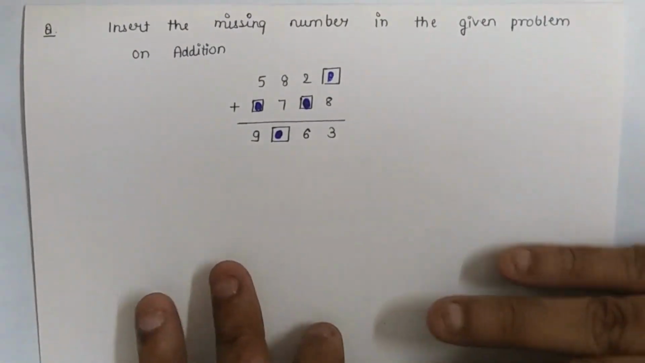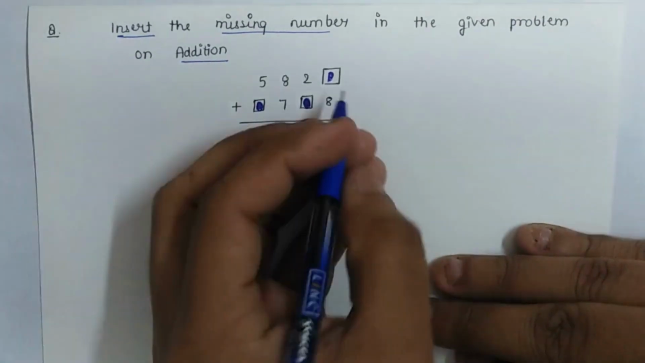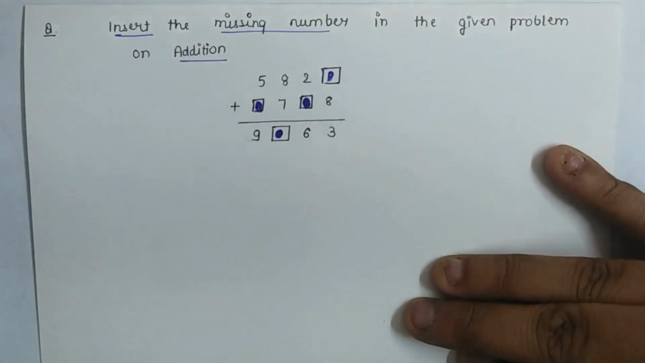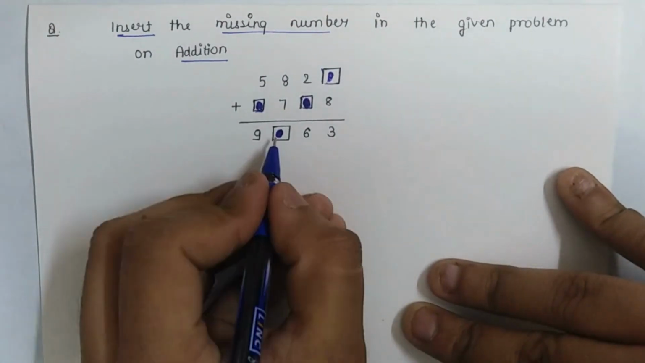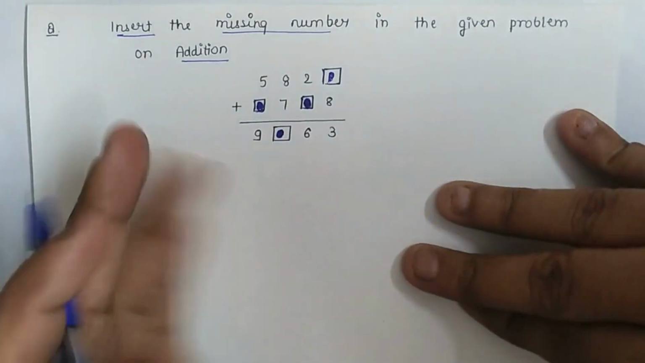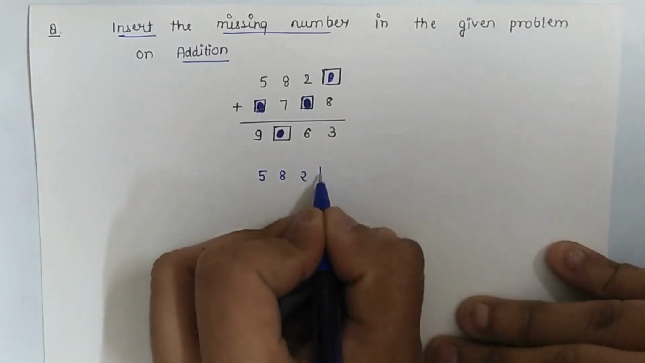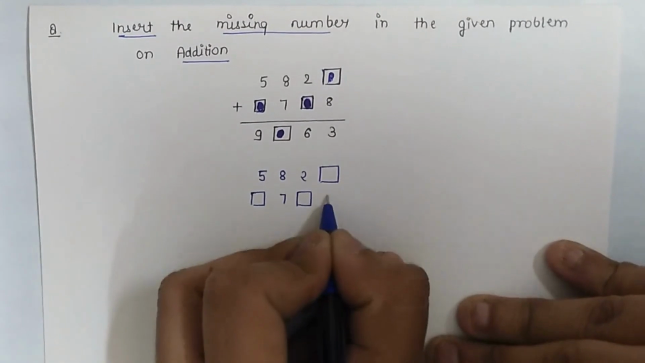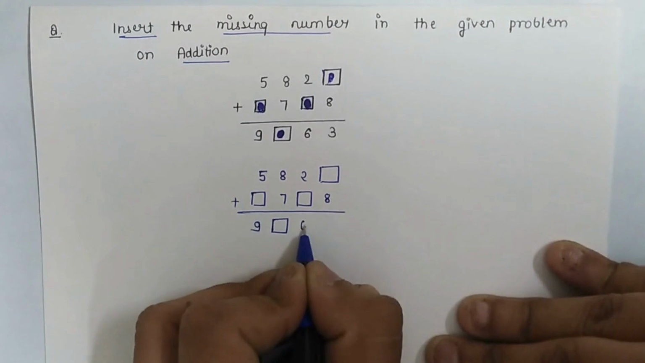Let's take a look at this question. The question is saying to insert the missing number in the given problem of addition. You can see that these are boxes where no number is given, and we have to find what will come in place of these empty boxes so that the addition is performed. If we write the question again like this: 5 8 2, and this is an empty box. Here this is also empty. 7, empty box, 8, and in the sum here is 9, here it is also empty, here it is 6, here it is 3.